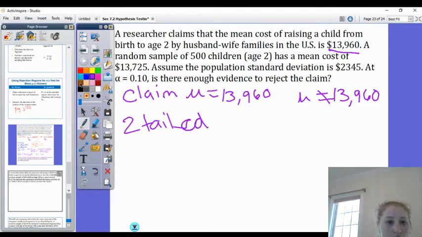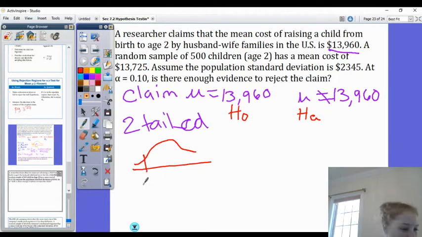Okay, so first, H naught, let's identify those. And then since it's a two-tailed test, I know looking at page 377 that this value is going to be negative 1.645, and this value is going to be positive 1.645. So those are my rejection regions. All right, so let's see the rest of the information that we have.